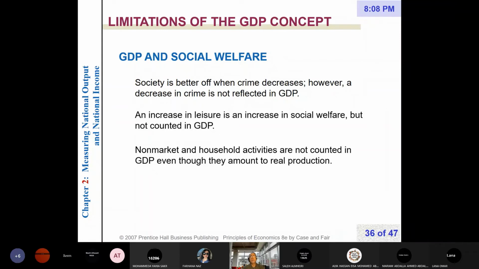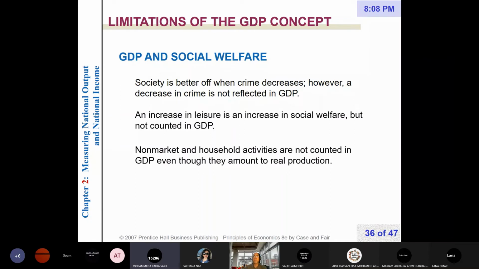An increase in leisure is an increase in social welfare, but it is not counted in GDP. Assume people in Greece can spend good leisure time because the weather, the environment, and the number of parks are much larger than ours, so people there can enjoy better than us. But this leisure time is not counted in gross domestic product. So I guess social welfare in Greece is better than in the UAE regarding the extent of leisure time.